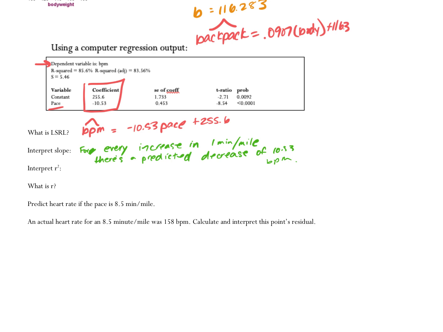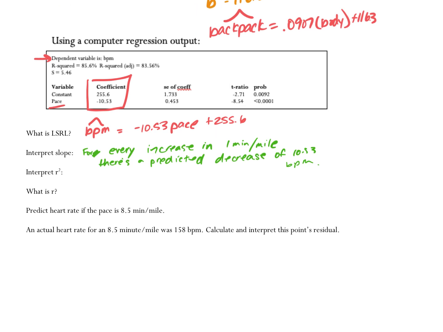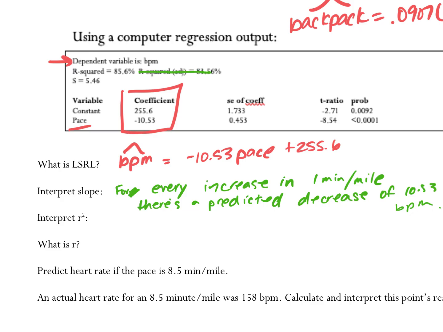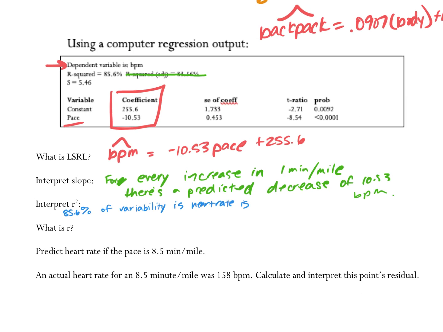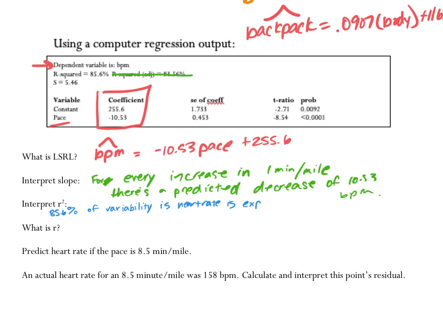When you're doing R squared, you're always going to have two R squareds in these tables, and you're always going to ignore the adjusted one. Okay? So in this particular case, interpreting that R squared, I would say 85.6% of the variability in heart rate, or BPM, is explained by the linear relationship with pace.